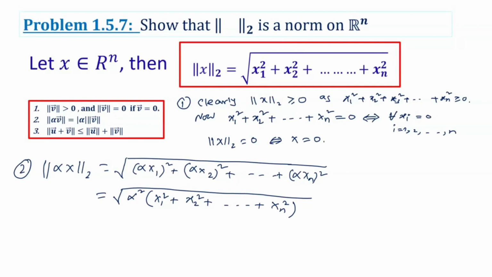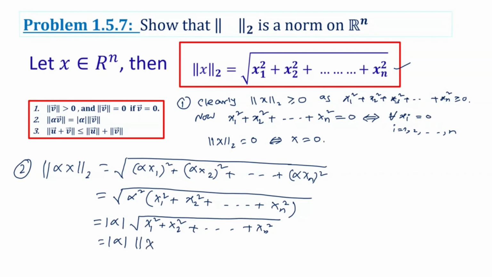The alpha square can be taken out of the square root, which can be written as the absolute value of alpha, and then the remaining part is the square root of x1 square plus x2 square plus so on xn square. This square root is the same as the norm of x2. So this validates the second property. Now the third one is the triangle inequality.